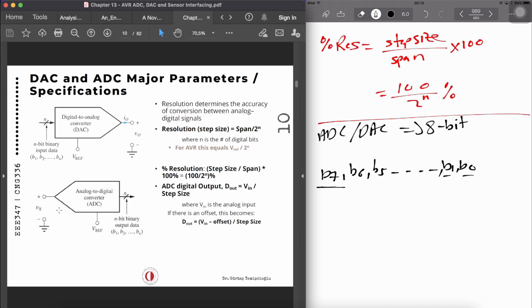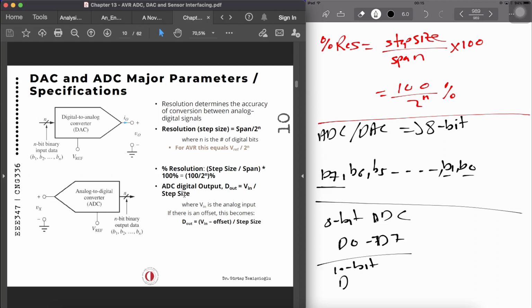The calculations and formulas that I have already mentioned, you can also find in the lecture notes. Resolution determines the accuracy of the conversion. Step size is span over 2^n. For the AVR, this is VREF over 2^n. And the percent resolution is calculated as follows. Now, another important thing is the ADC digital output. The digital output of an 8-bit ADC is going to be from D0 to D7, or for a 10-bit ADC, D0 to D9.